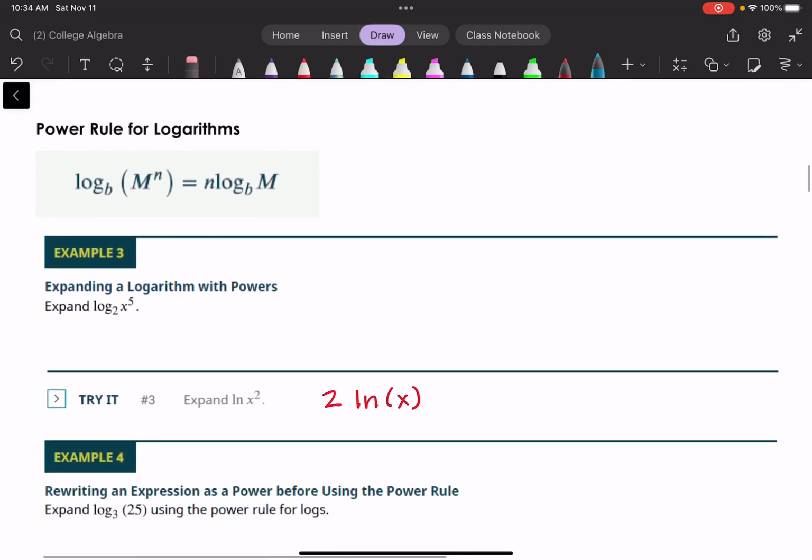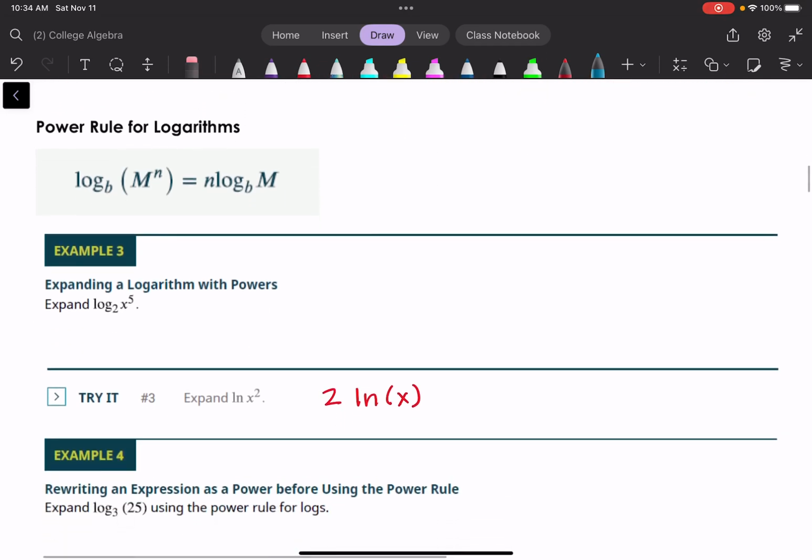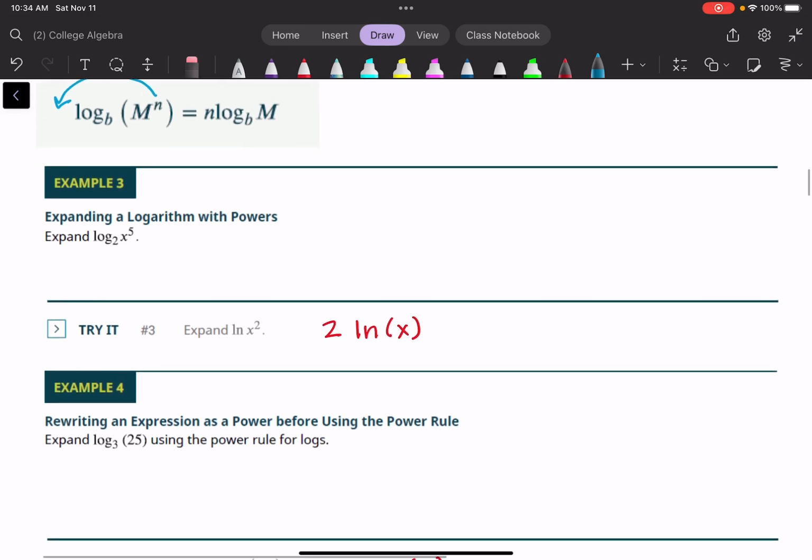Moving on to the power rule for logarithms. So if we have the logarithm base b of something m to a power n, we can actually swing this exponent out front to multiply by the entire log, and that's super useful.